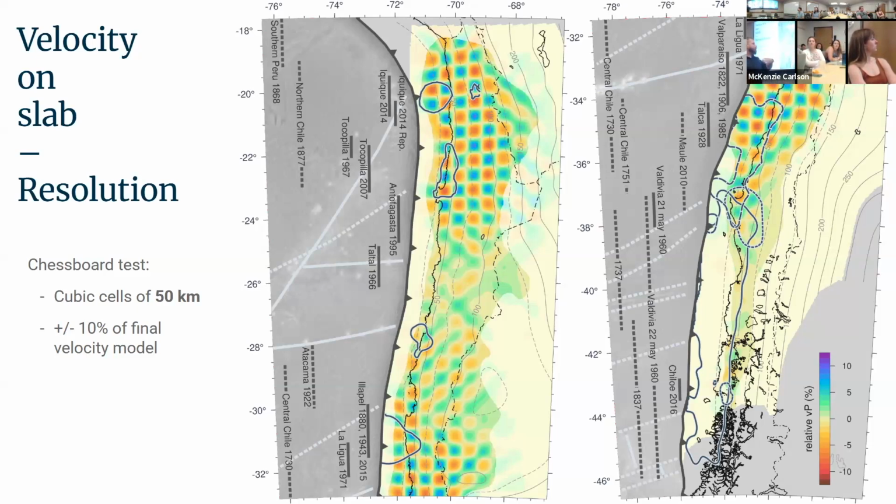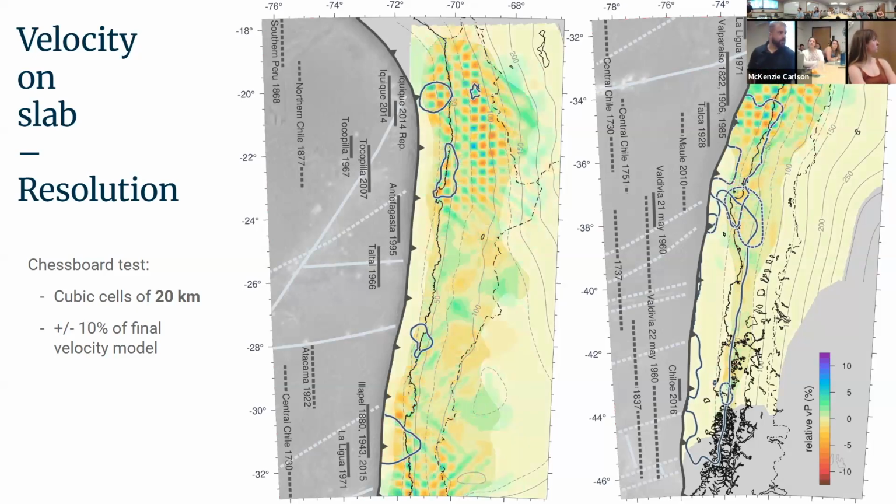Lower resolution in the Norte Chico, small north, where there was no station for many years and so not a lot of data. If we look at smaller cells, this is 20 kilometers, we still have good resolution in the north. We lose basically all the information in Norte Chico, and central Chile is well resolved again. So this is very interesting.